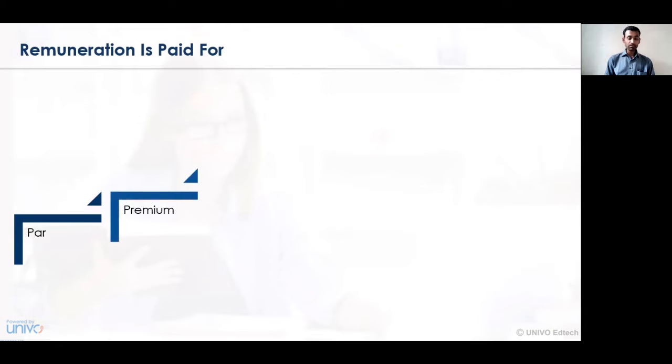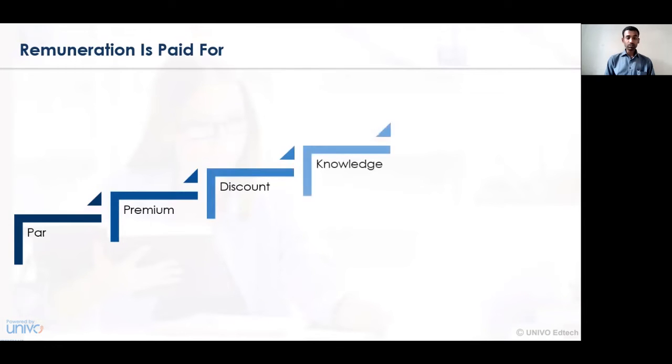It can be paid for premium. It can also be paid for a discount. It can also be paid for knowledge. It can also be paid for the ability or the skills that an individual performs. So based on the different transactions, different modes, different services that you are performing, the remuneration can be paid to an individual. And that particular individual should be an official registered agent of the organization. Now let's look at the example of each and every individual component in detail.